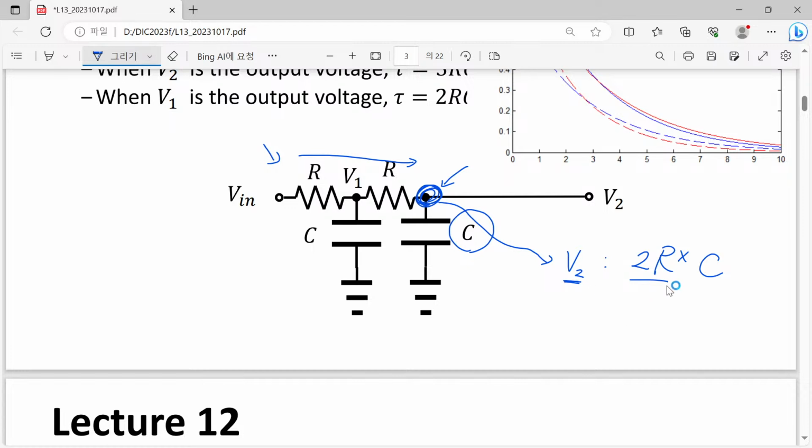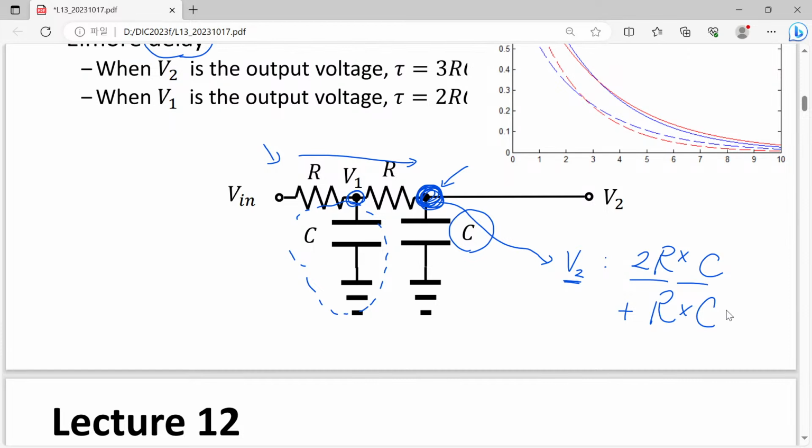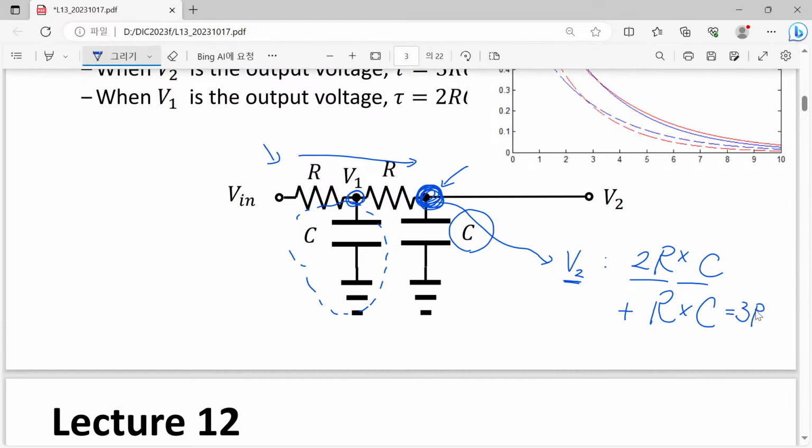However, this is not the only term in our calculation. We have another capacitor which is not connected to our output node, but that is also added to our path. In this case, we have to call this one as times C. That was our previous lesson, which we studied in the previous lecture.